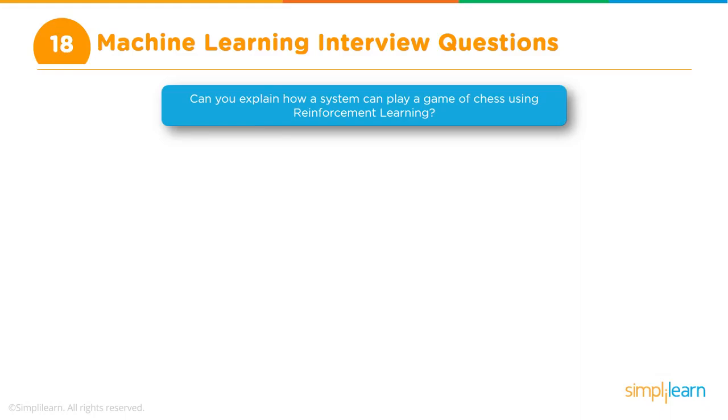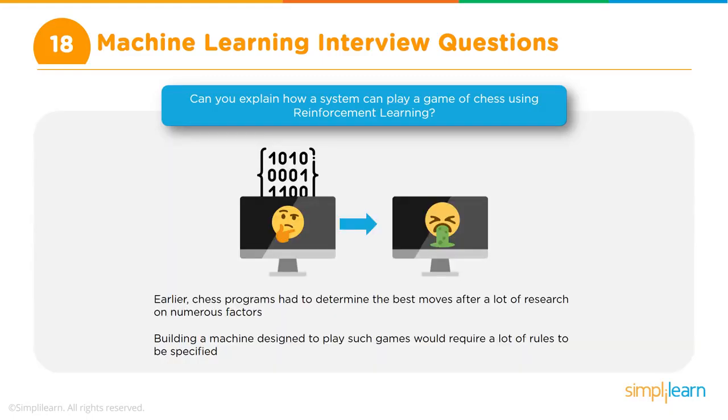Then there can be a question around reinforcement learning. It can be paraphrased in multiple ways. One could be, can you explain how a system can play a game of chess using reinforcement learning? Or it can be any game. So the best way to explain this is, again, to talk a little bit about what reinforcement learning is about, and then elaborate on that to explain the process. First of all, reinforcement learning has an environment and an agent, and the agent is basically performing some actions in order to achieve a certain goal.